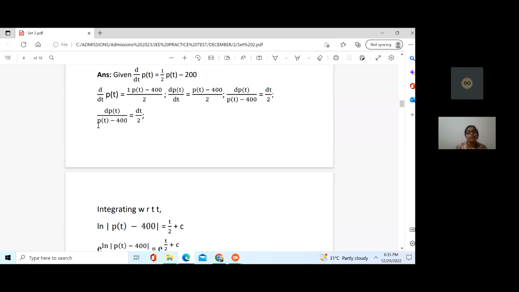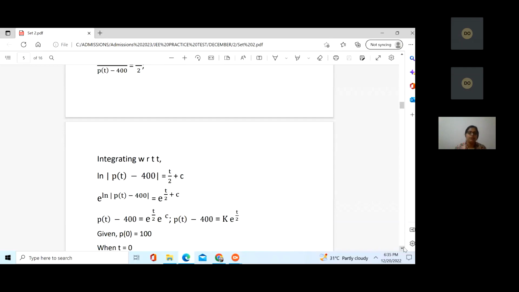So what's the value? The integral of dp(t) by p(t) minus 400 will be log of p(t) minus 400. What will this other term be? The integral of dt by 2 will be t by 2 plus c. Now I have this in the form of log: log of p(t) minus 400 equals t by 2 plus c.